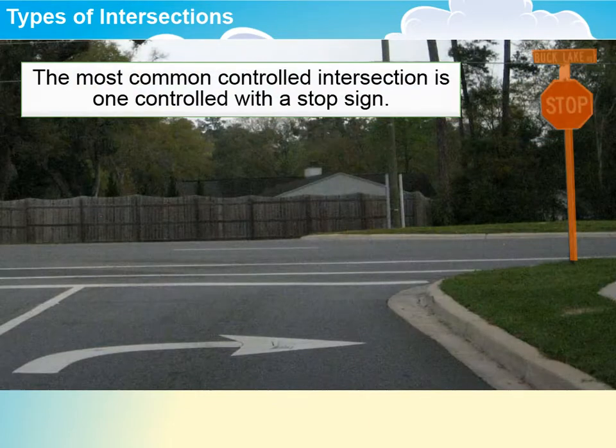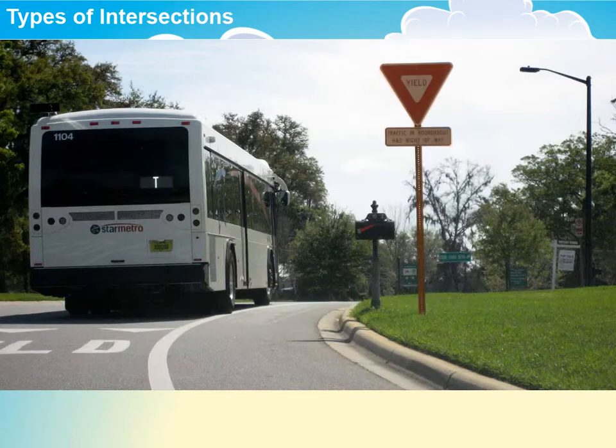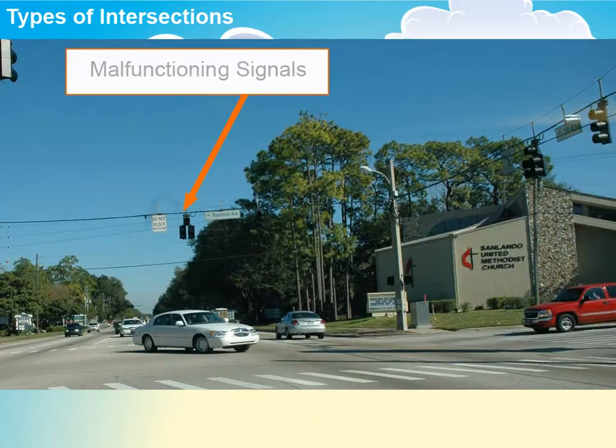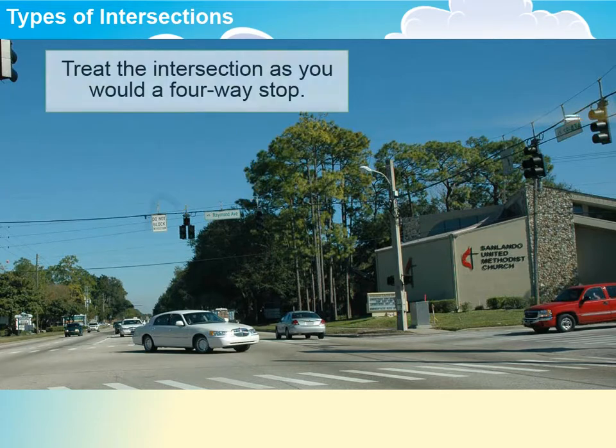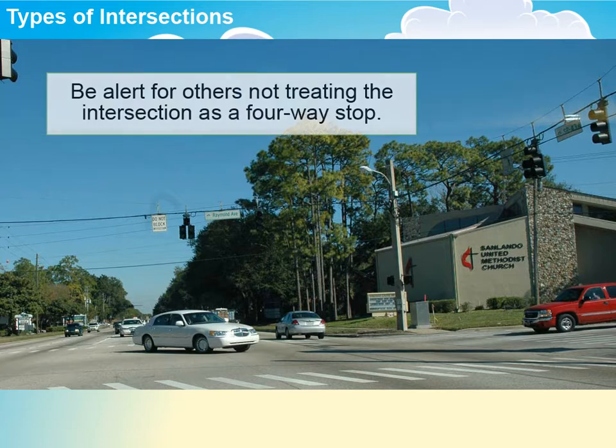The most common controlled intersection is one controlled with a stop sign. Yield signs and traffic signals are also used depending on the traffic flow through that particular intersection. If a signal is malfunctioning or not functioning at all in a controlled intersection, treat the intersection as you would a four-way stop. Be extra cautious and alert for others not treating the intersection as a four-way stop.